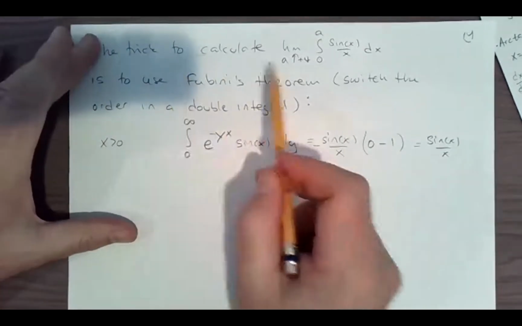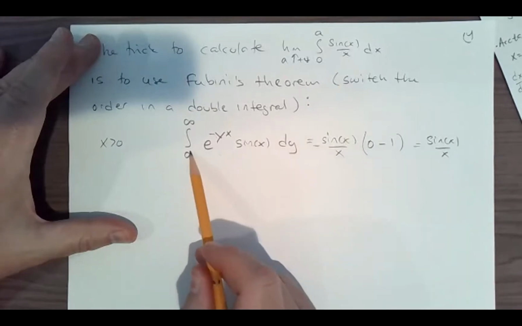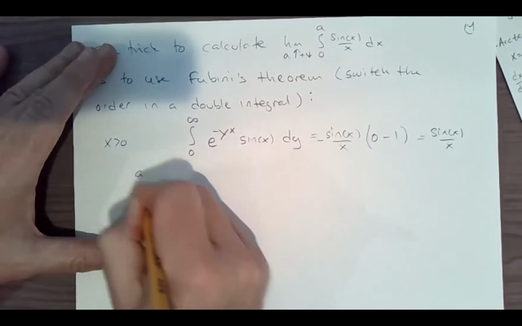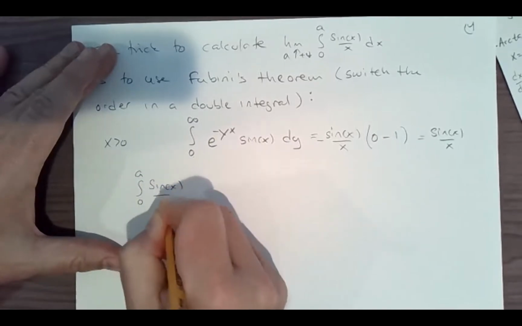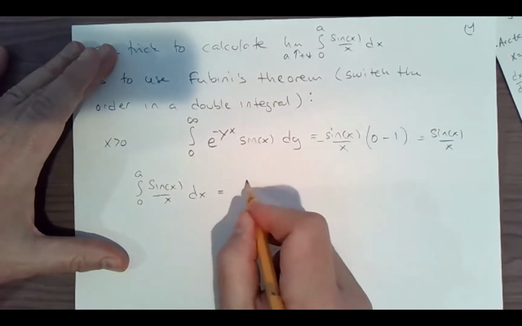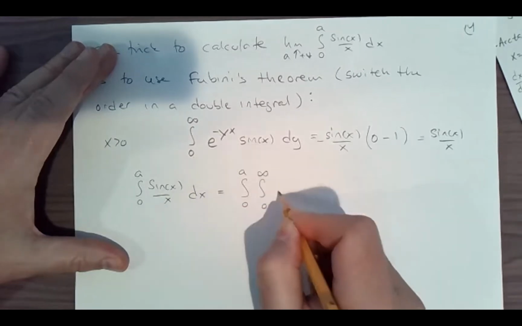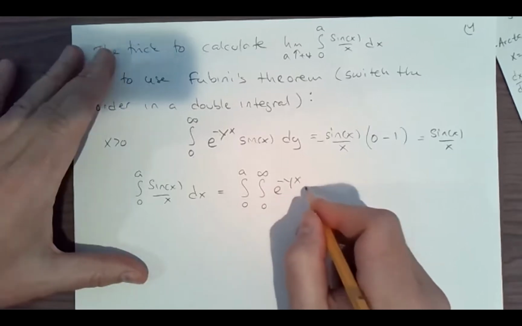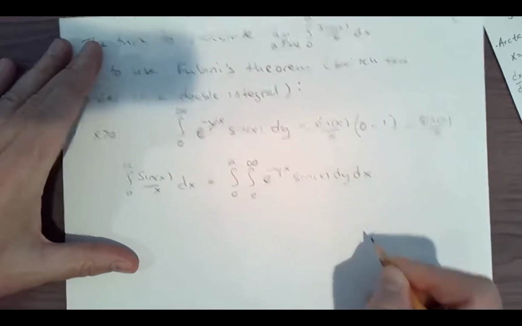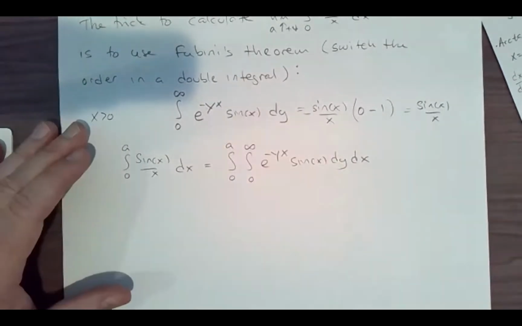So the trick to calculate this integral is to write this sine x over x exactly as this integral here. This allows me to write the integral from 0 to a of sine x over x dx as an integral from 0 to a, 0 to infinity, of e to the minus y x sine x dy dx. And this is the place where we use Fubini.